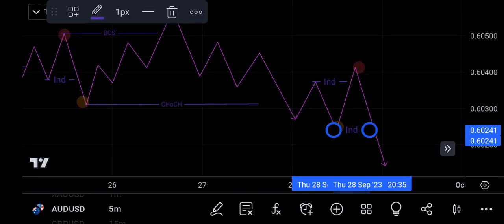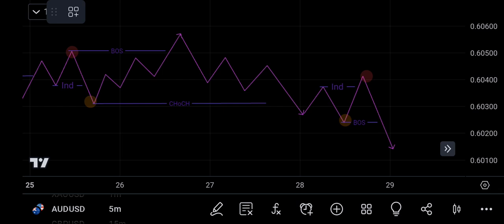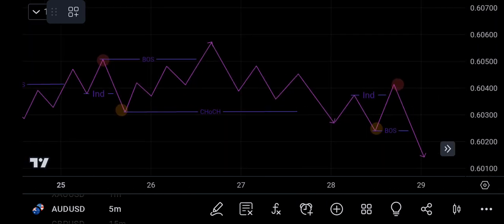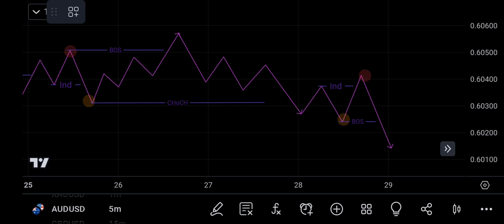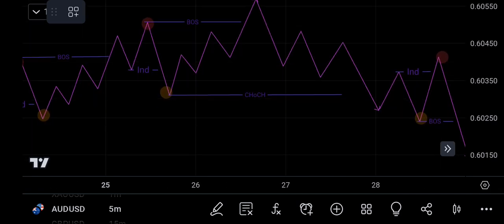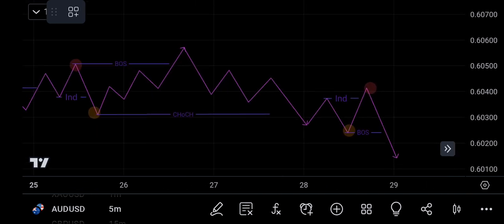It's nothing complicated. So without wasting much time, we'll go to the live charts. Hope this is clear enough to understand. Change of character is not found in internal structure, it's only found in major structure, when the swing high or the swing low is broken.